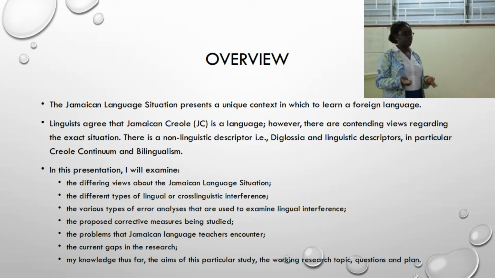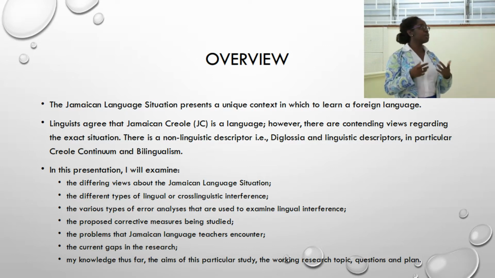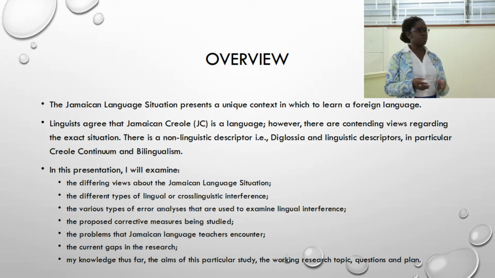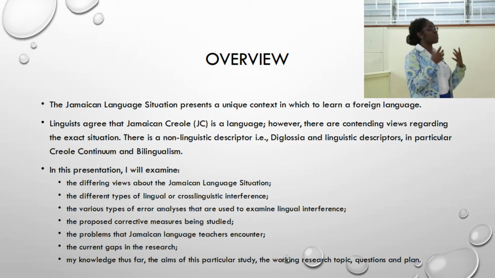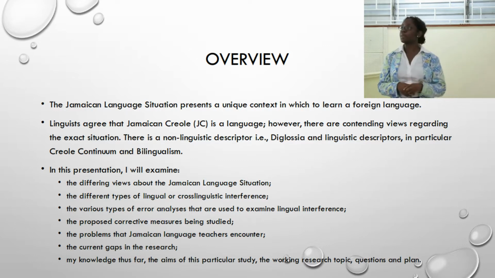So what are we going to be talking about today? We'll be looking at the Jamaican language situation, which presents a unique context in which to learn a foreign language. Linguists now agree, the majority of them do agree that Jamaican Creole is a language. However, there are contending views as to what our exact language situation is. Is it a Diglossia? Is it a Creole continuum? Or is it a situation where we are a bilingual country? So I'll be looking at these different views.